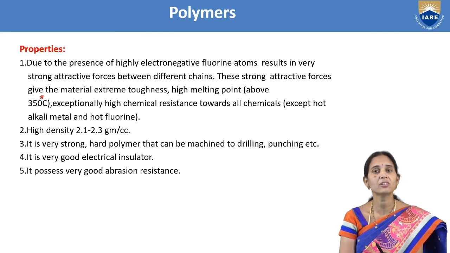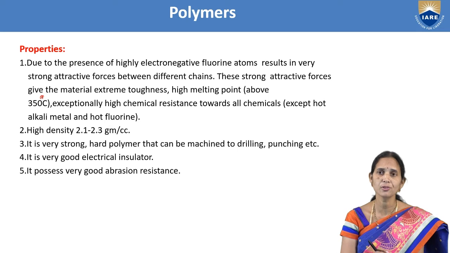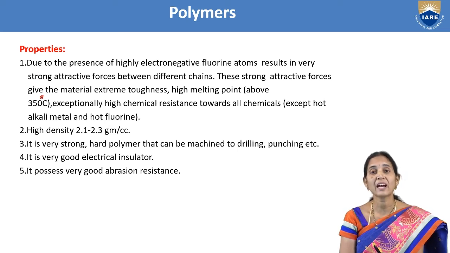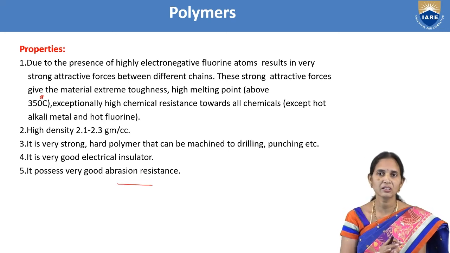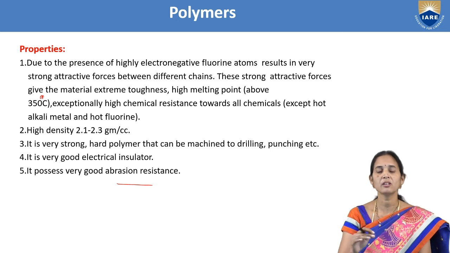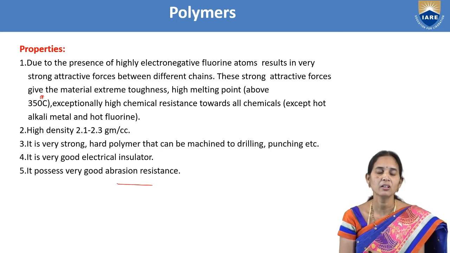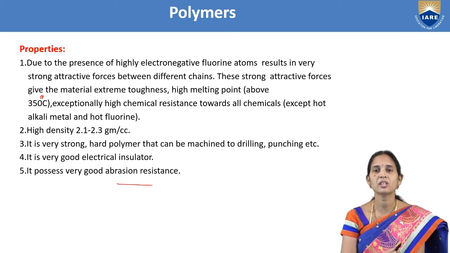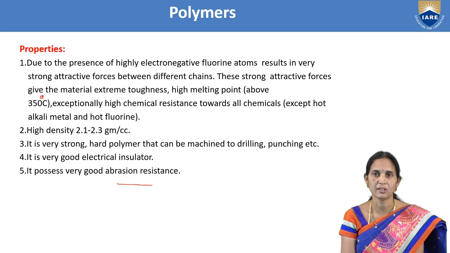It is a very good electrical insulator. It also possesses very good abrasion resistance. What does abrasion resistance mean? The removal of the upper layer of a material is called abrasion. In this material there won't be any removal of the upper layers due to environmental conditions, so it has very good abrasion resistance. These are the properties of Teflon.